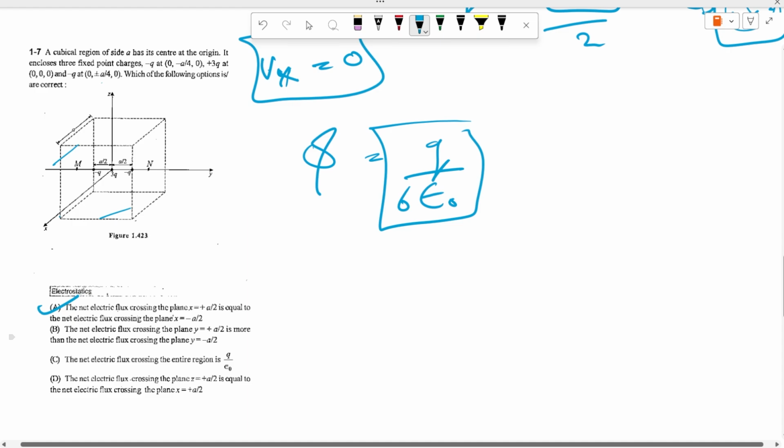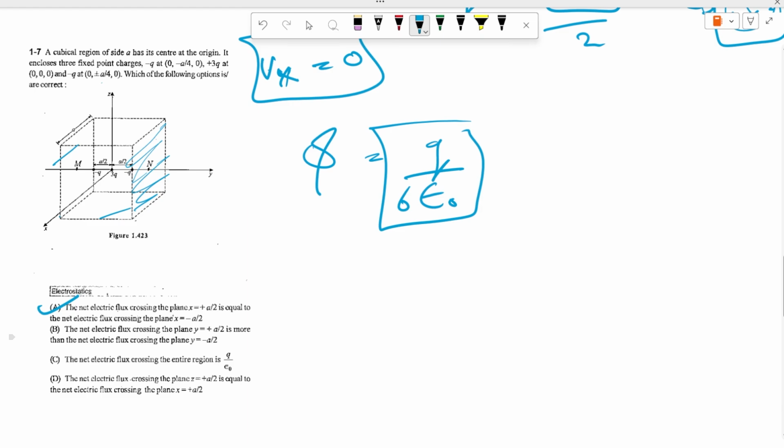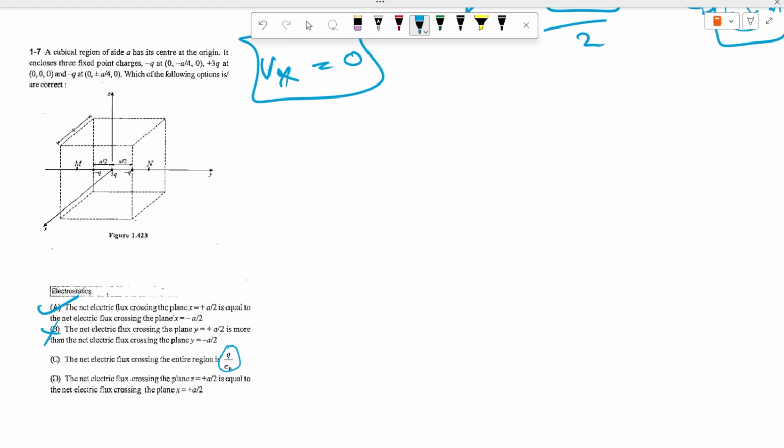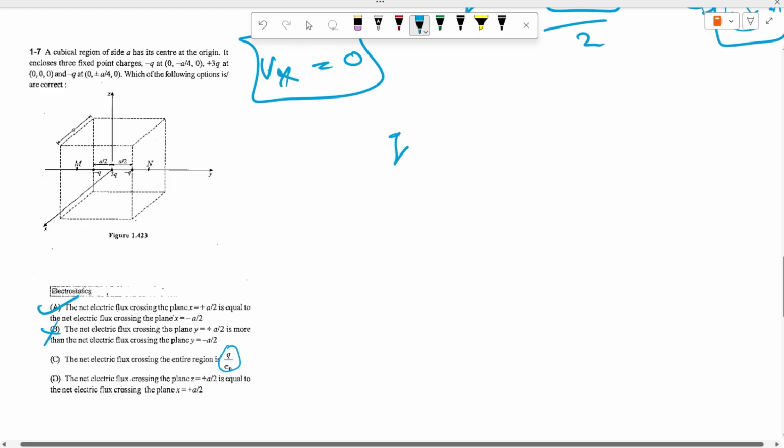The electric flux crossing the plane at plus A/2. So this is the origin, this is going to be A/2. This face we are talking about is more than the net flux. Okay, this is going to be incorrect because both of them are again the same, because the charge enclosed as a whole we are talking about. So this is going to be incorrect. The net electric flux crossing the entire region is given by this expression. Yes, this is true because this cubical region is enclosing a total net charge of Q, so the expression can be given by Q upon epsilon naught. Yes, this is correct.